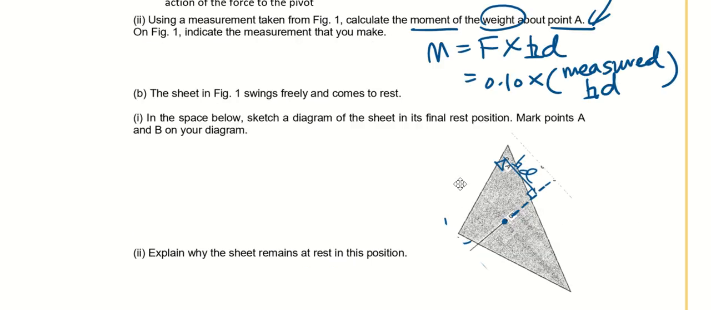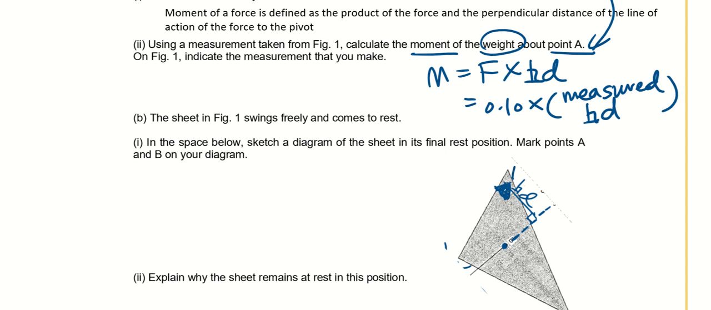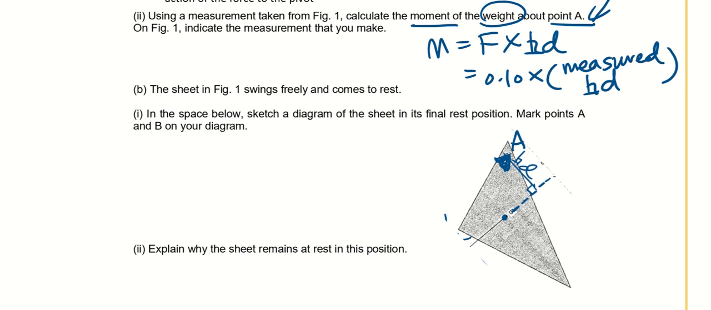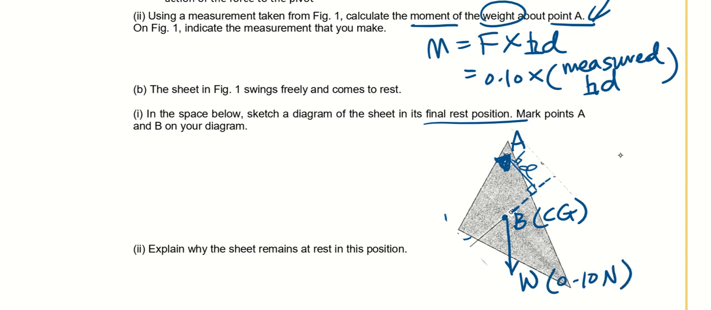Okay, so this is a sketch, right? A is still the pivot, just that I changed the orientation a little bit. So this is A. It's still the pivot because it's still hung there. But why is this the final rest position? It will swing freely until, remember, this part B is actually the CG. So how do we draw the weight? The weight is always drawn vertically downwards, right? So I have my weight of 0.10 Newton. There's still no change, right?